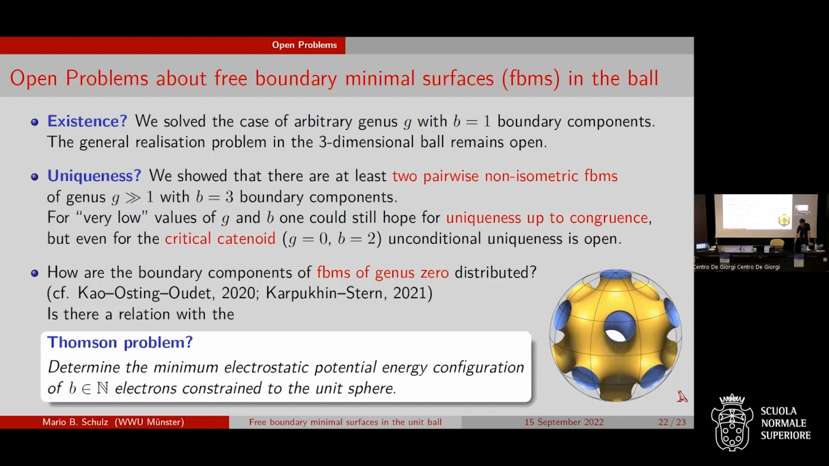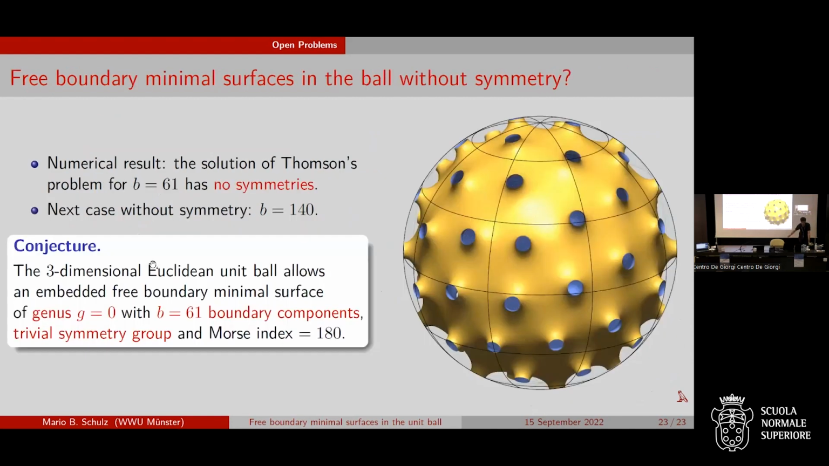Let me give you one reason why it would be super interesting. If you look at the numerical simulation for 61 electrons on the sphere, you will find the minimal energy configuration does not have any symmetry. So that's why I would conjecture that there exists a free boundary minimal surface, genus 0, with 61 boundary components in the Euclidean 3-dimensional unit ball, which does not have any symmetry, like a trivial symmetry group.